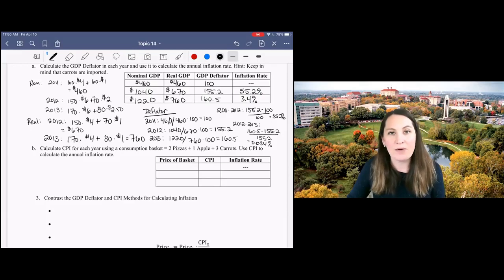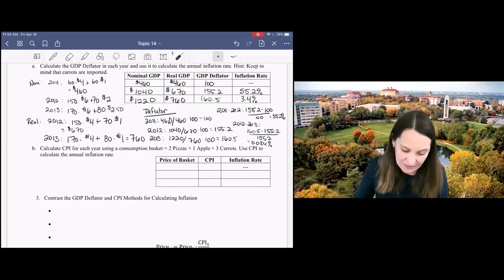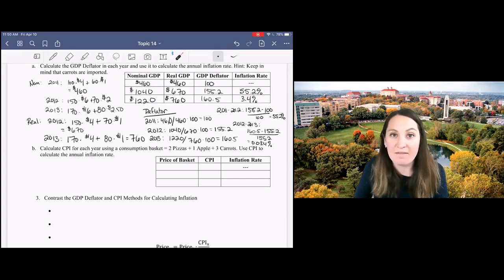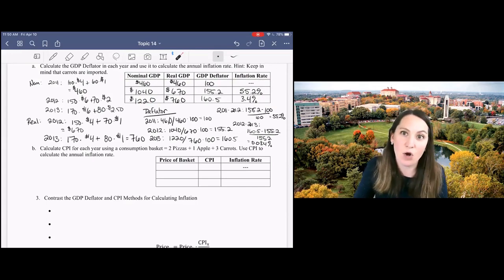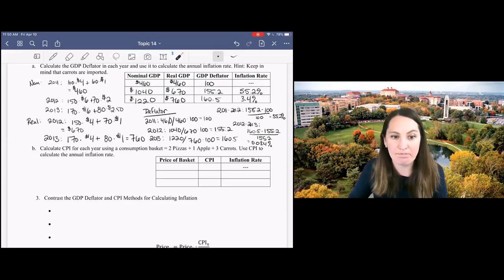In this video, we're going to calculate inflation using the CPI method. You'll notice that I've already done part A, where I calculate inflation using the GDP deflator method. If you skipped that video, you can check your answers here before we move on. And if you have questions, you can go back and watch the solutions to part A.